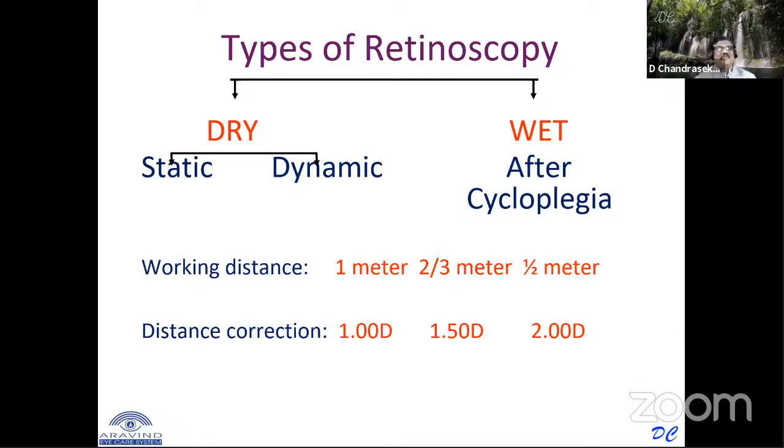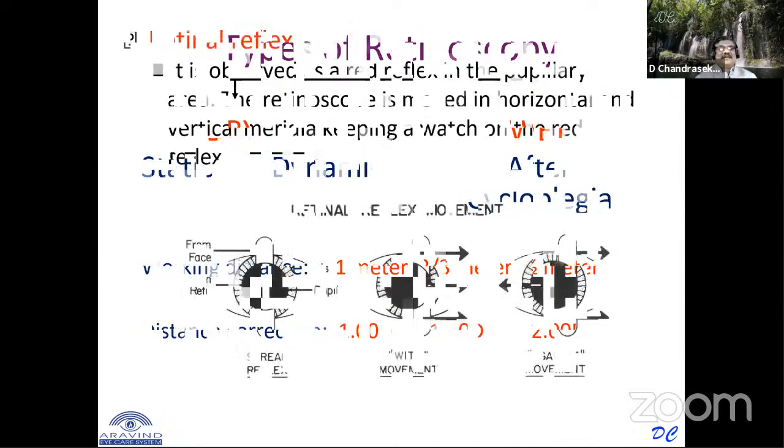1 by 1 straight away will be 1. For 2/3 of a meter, it will be 3 by 2, it will become 1.5. The correction of distance will be 1.5. If you do it at half a meter, the correction for distance will be 2. That's all. Just reverse it and put it. So this is how you work out the distance correction.